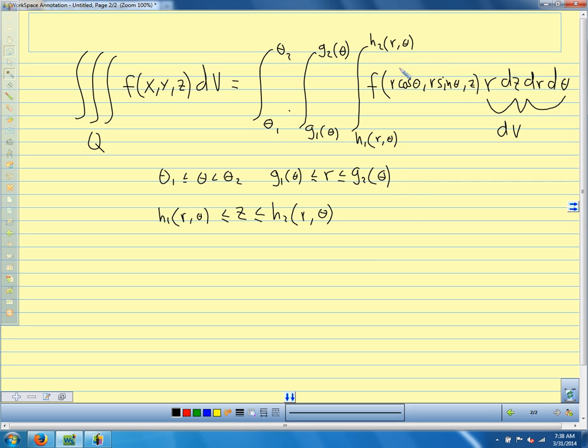So again, just to reiterate, this outer double integral, the integral theta 1, theta 2, g1 of theta, g2 of theta, r dr d theta, that outer double integral is our double integral for the region in the xy plane represented in polar coordinates. And then we add this integral with respect to z to get our integral in cylindrical coordinates. And z varies from h1 of r and theta to h2 of r and theta.